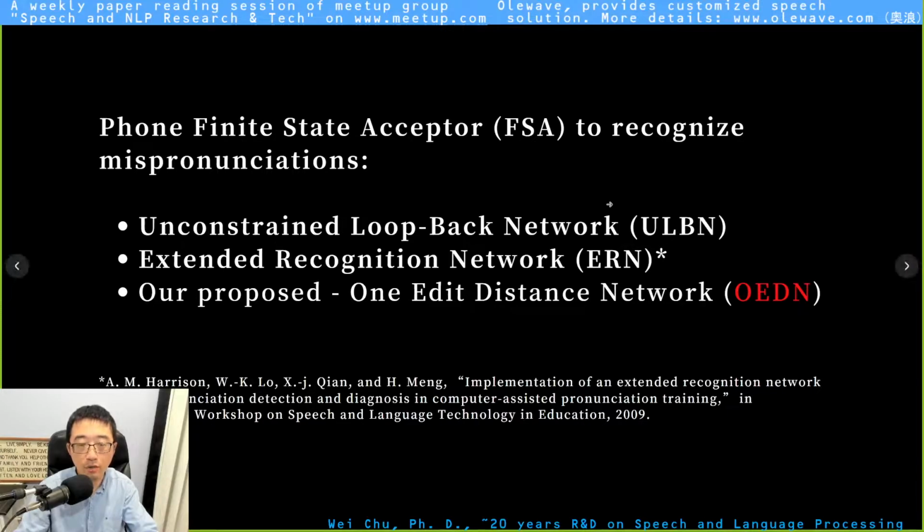So all you have to do is find which phone in the phone sequence of that word is being pronounced wrongly. Is there an insertion, deletion, or substitution error? Right? You don't have to start from scratch. But people do like to start from scratch. For instance, they build a phoneme decoder, or they don't have to. So they work using the ERN, but this is our work, OEDN.